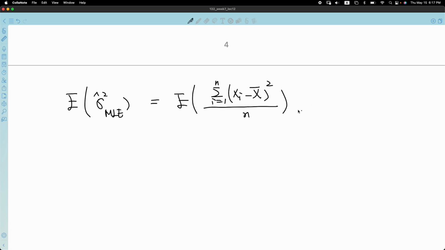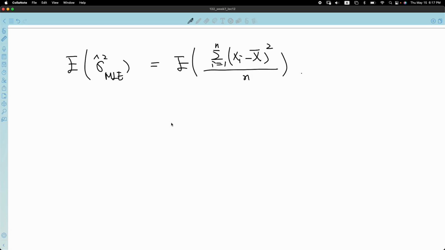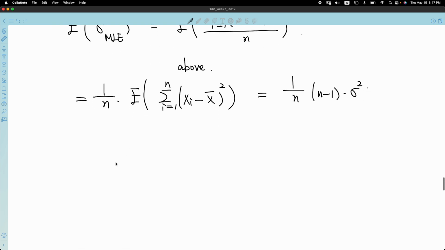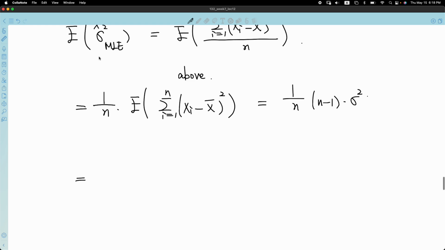Over n, okay? What we just did is only on the numerator, and this is equal to 1 over n times the expectation of this thing, the summation of Xi minus x bar, squared. So this is what we did above. From above, we notice that this is 1 over n, and then n minus 1 sigma square. So that means the expectation of your maximum likelihood estimator for sigma square is n minus 1 over n multiplied by sigma square. And this is not equal to sigma square, so this is not an unbiased estimator.